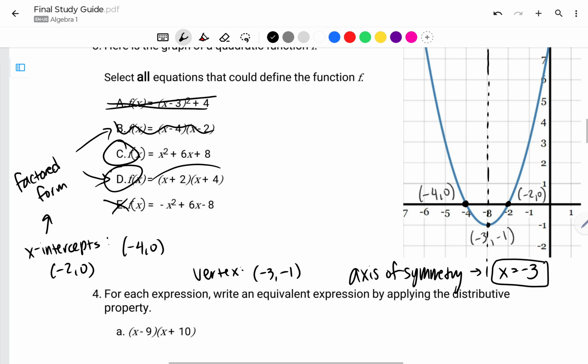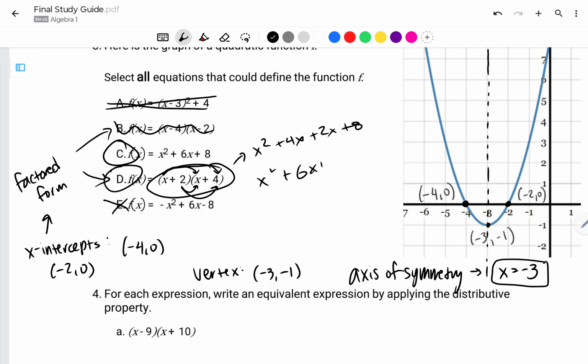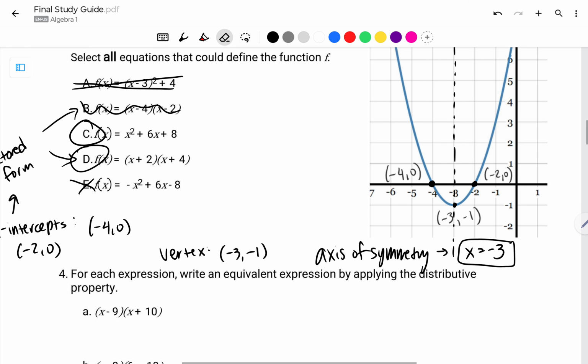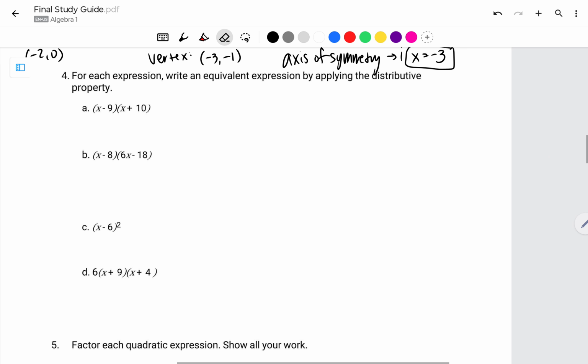Once you get this, you could also just kind of distribute, right? x times x, x squared, x times 4, 4x, 2 times x, 2x, and then 2 times 4, that's 8. x squared, 4x plus 2x is 6x. Wait, that's what I had right there. So you could also say that's correct that way. Okay, up to you.